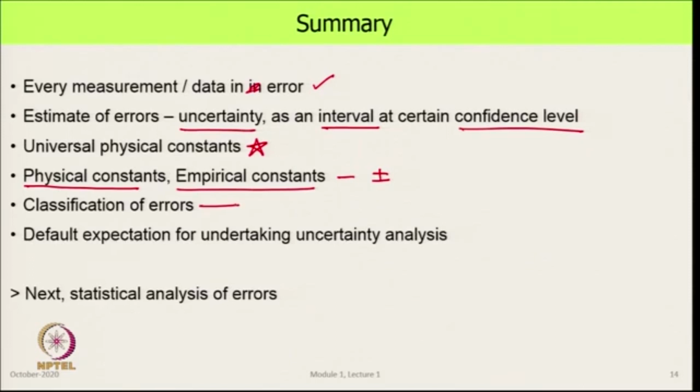Then we looked at the classification of errors according to both the standards, and we said finally that there is a default expectation for uncertainty analysis, which is that there are no blunders and that the experimenter is being honest. With those preconditions, we will next move to how I take data about errors, use statistical analysis and get various values. We will pick this up in the next lecture.